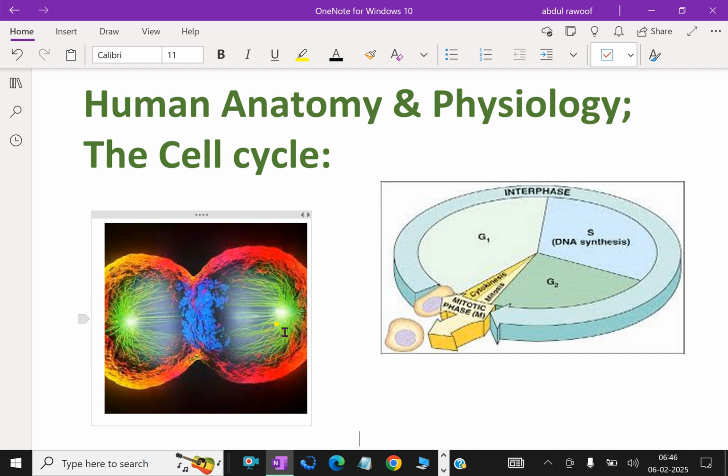The period between two cell divisions is known as the cell cycle, which has two phases that can be seen on light microscopy: mitosis and interphase.